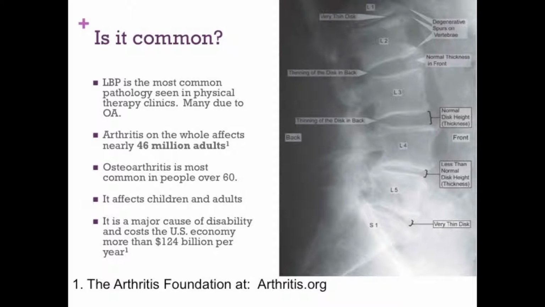If there's any good news from this, it's that you're not alone, and far from it. Low back pain is the most common pathology seen in physical therapy clinics, and a lot of that is due to arthritis. Arthritis on the whole affects nearly 46 million adults. It is most common in people over 60, although the earliest signs of arthritis can be seen as early as your 20s. It can affect children and adults, and is a major cause of disability and costs the U.S. economy more than $124 billion per year, and that number is only expected to rise as the average age of our population rises.